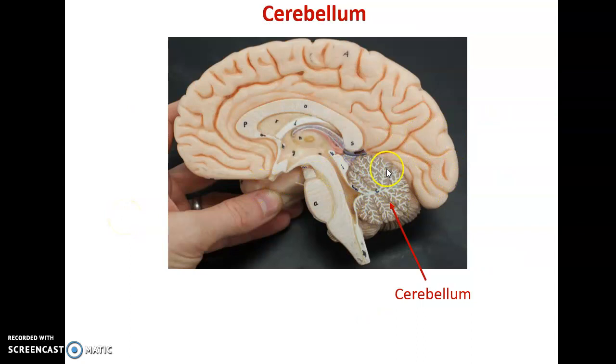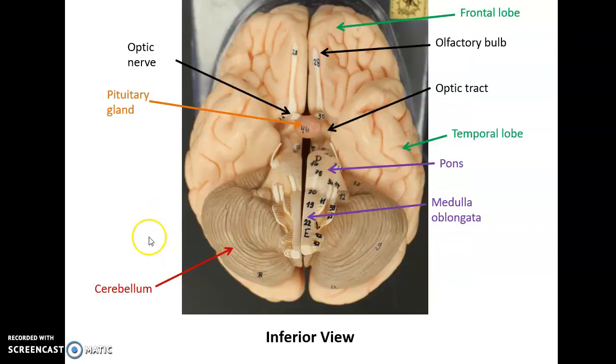Here's the cerebellum in cross section. Here's an inferior view of the brain. So toward the anterior side is the frontal lobe. Here's the olfactory bulbs, the optic tracts. The optic nerves are these little stumps here and here. Here's the pituitary gland. In pink, optic nerves become optic tracts. Temporal lobes on the lateral sides. Here's the pons, medulla oblongata, cerebellum.